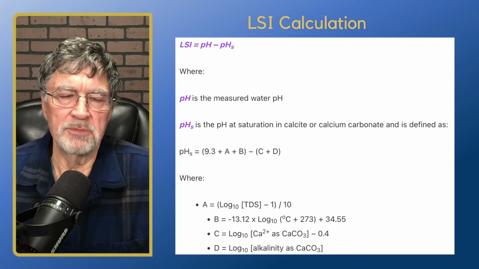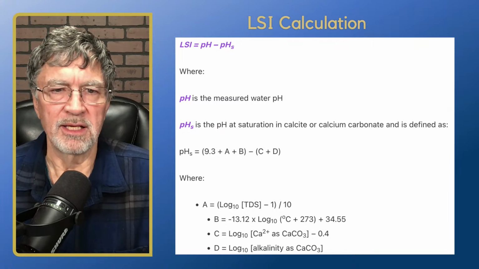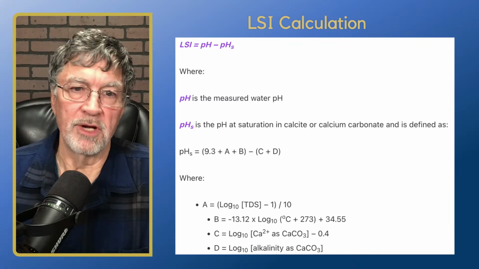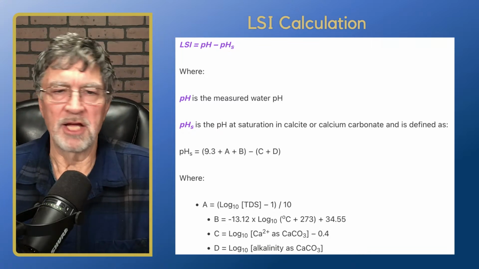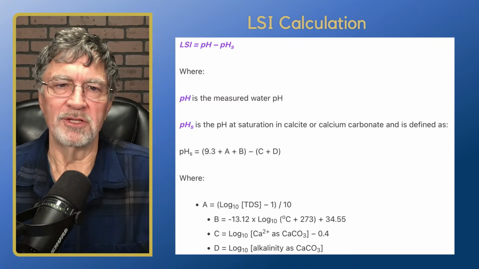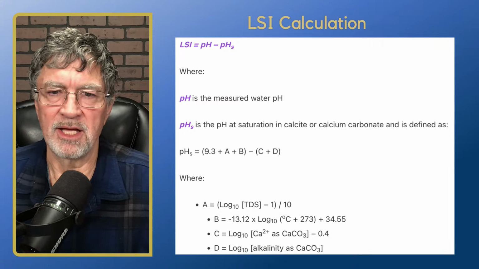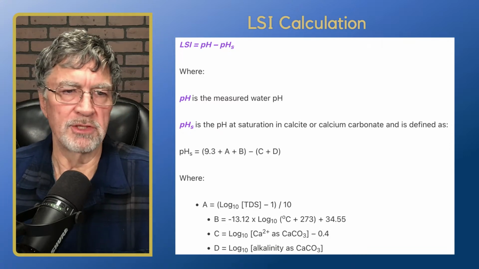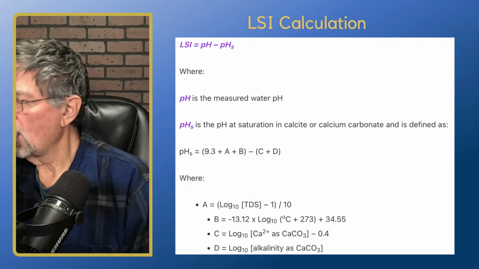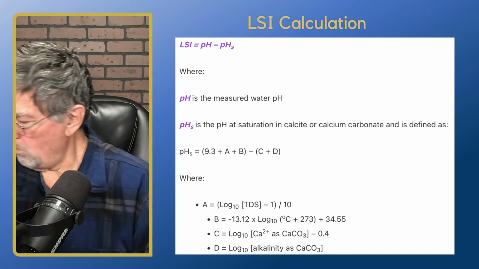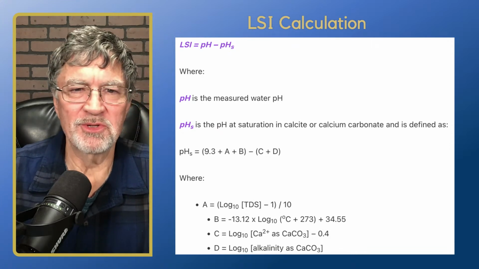And then what you do is you subtract that from the actual pH, and then you get a number. It's going to be positive or negative, and within range. Usually -2 to +2 is generally the range that LSI comes down at, and those numbers are going to give you implications for potential corrosion or mineral scaling. All right, so that's the calculation.